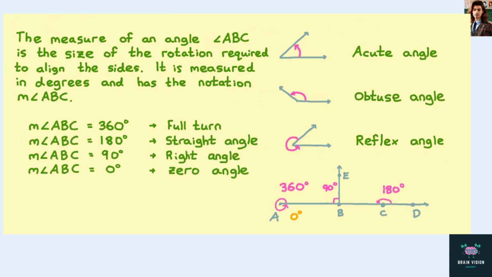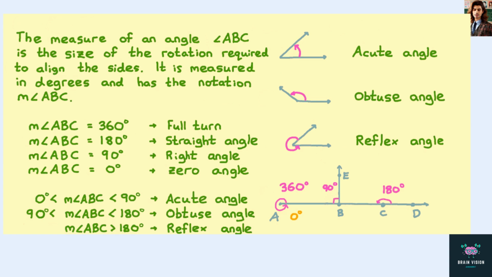We call an angle with measure 360 degrees a full turn, an angle with measure 180 degrees a straight angle, and an angle of measure 90 degrees a right angle. We also call an angle with measure 0 degrees a zero angle. Finally, we call an angle whose measure is between 0 and 90 degrees an acute angle, an angle whose measure is between 90 and 180 degrees an obtuse angle, and an angle whose measure is greater than 180 degrees a reflex angle.